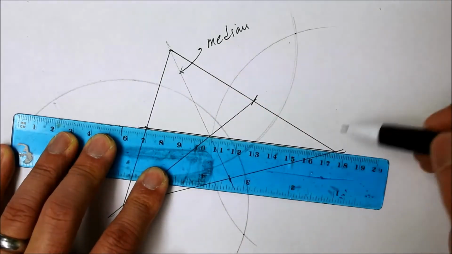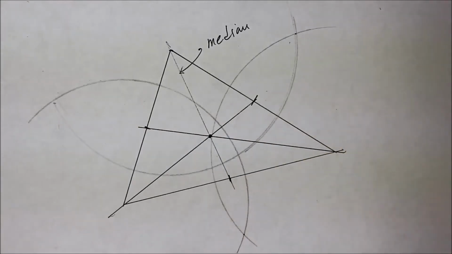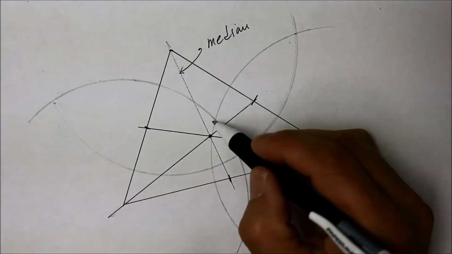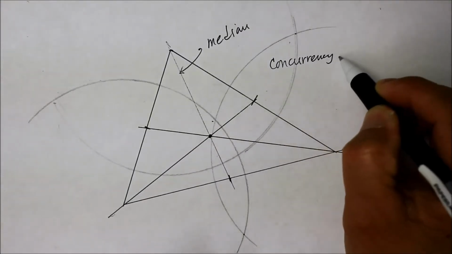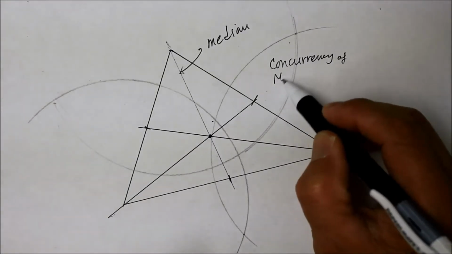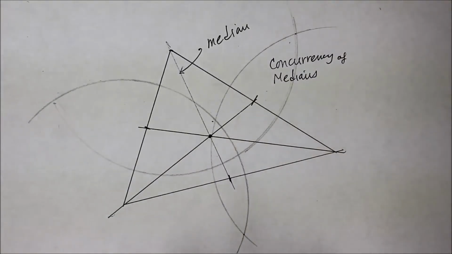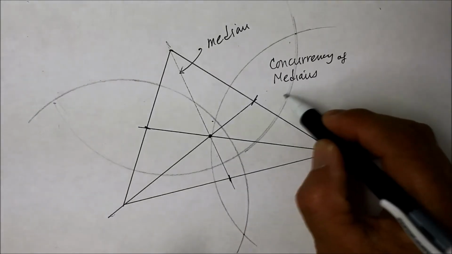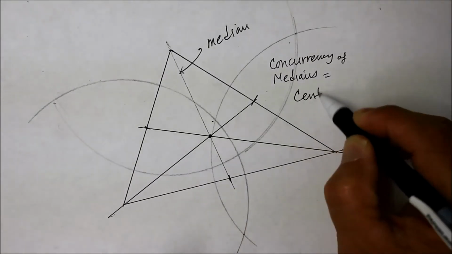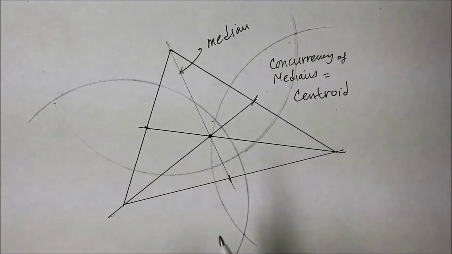And what happens is there's again an intersection. There's an intersection. And this is called concurrency of medians. Surprise! Of a triangle. Okay? And this is now called the centroid. Centroid, like an android, but it's centroid.